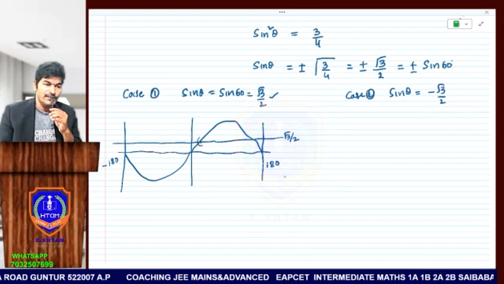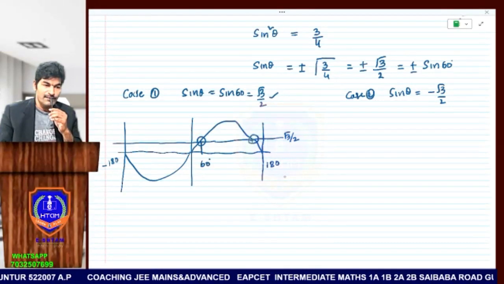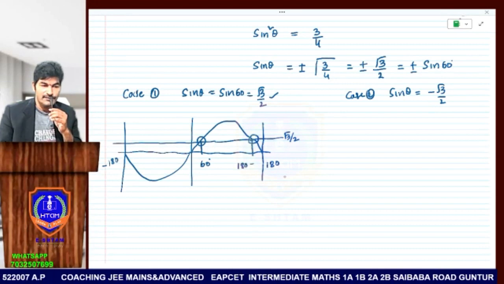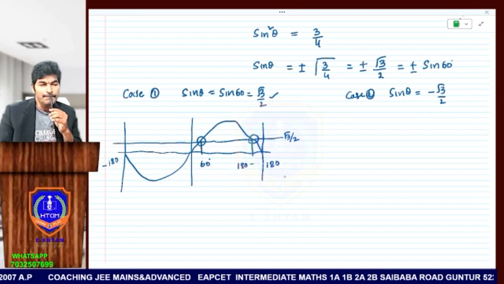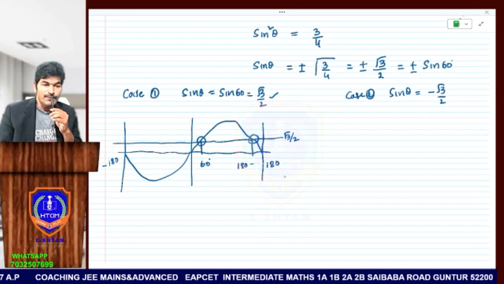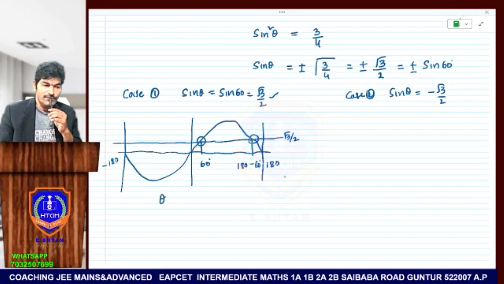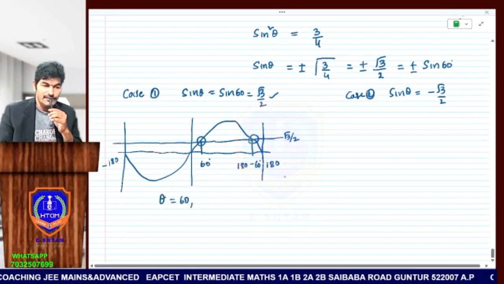So how many points of intersection exist? 2 points of intersection. So what will this value be? 60 degrees. What will this value be? 180 minus 60, because it was below 180. So that's why 180 minus 60, write down like that. Therefore, in this case, the angles are 60 and 180 minus 60.